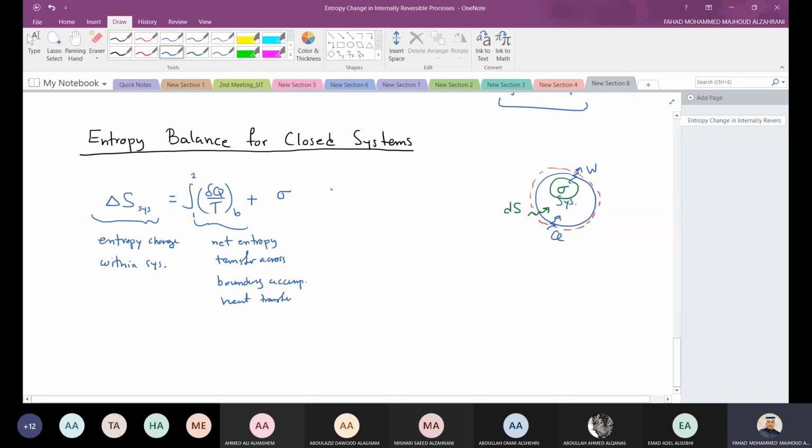Okay, and then this is sigma here. This is called entropy production. Entropy production due to other irreversibilities within the system.